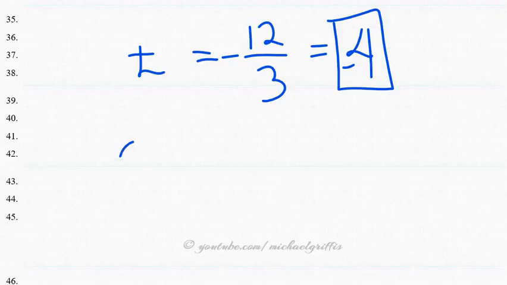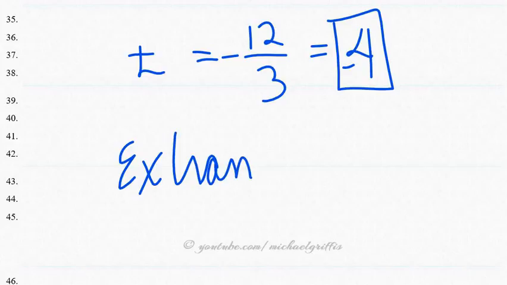Extraneous. Let's remember that word. It's extraneous, okay? Because we can't divide by that number. We get 0 in the denominator. And anytime that happens, they call this an extraneous solution.